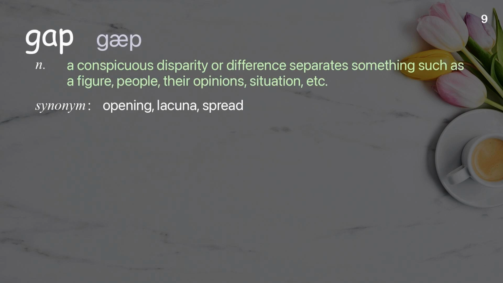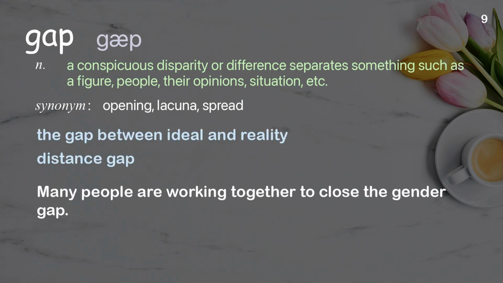Gap. A conspicuous disparity or difference that separates something such as figures, people, their opinions, situations, etc. Examples: The gap between ideal and reality. Distance gap. Many people are working together to close the gender gap.